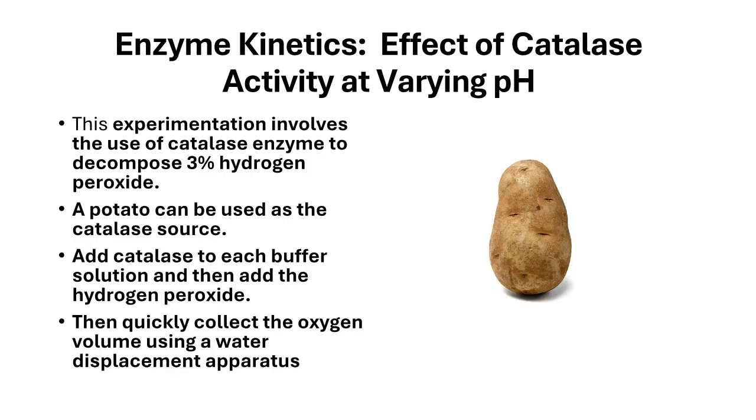A potato extract is used as the catalase enzyme source. It is added to different buffer solutions, and then 3% hydrogen peroxide is added to the solution. Then a water displacement apparatus or a gas syringe is used to collect the oxygen volume over a fixed time. The kinetics of the reaction can be followed at different pH, and a calibration curve can be plotted.